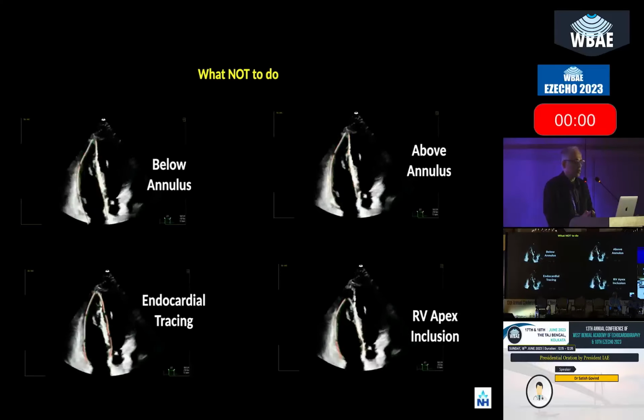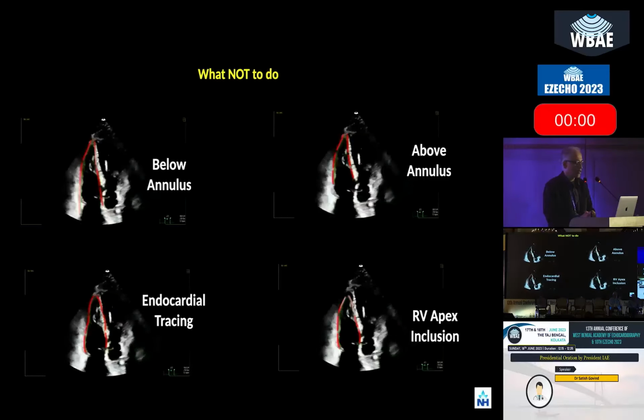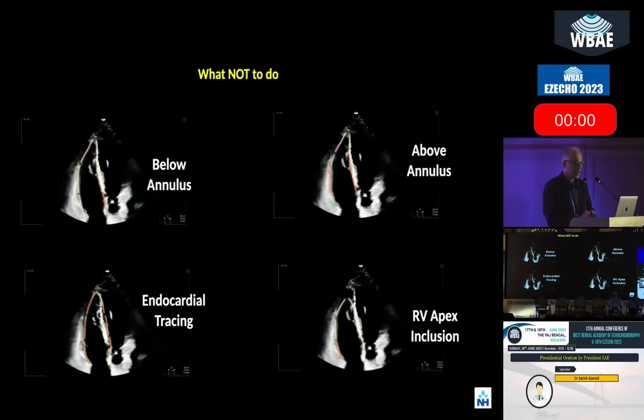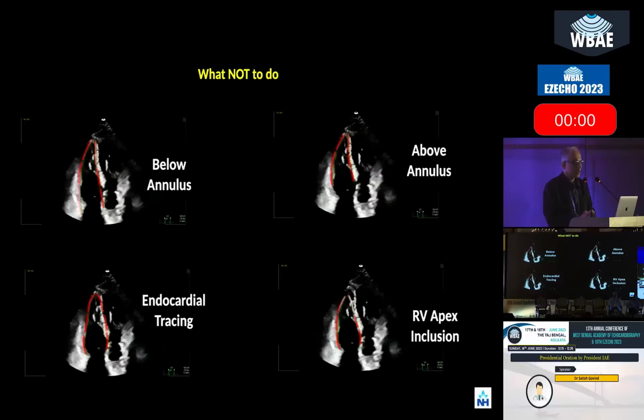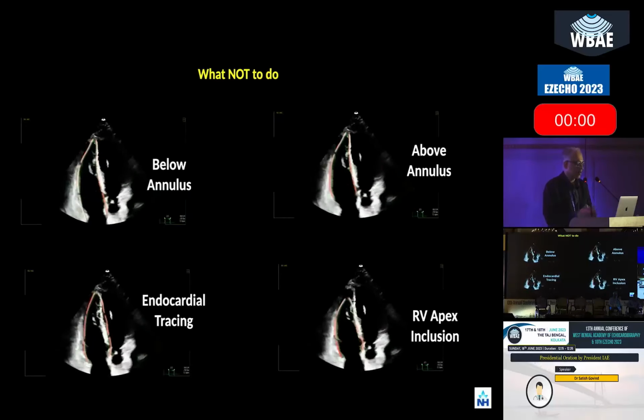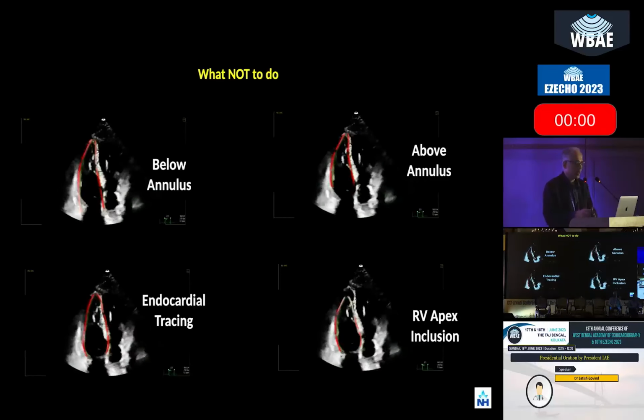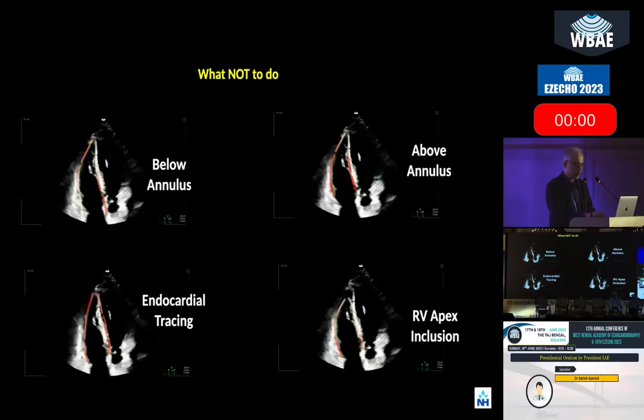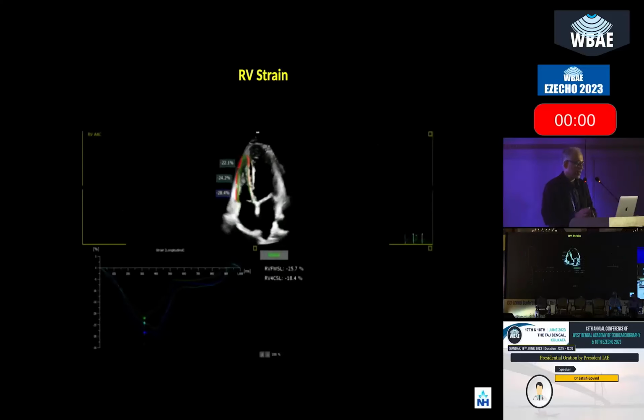Again here, make sure that the region of interest does not go too much below the annulus, nor should it be too high, and then it should have a good endocardial tracing. Again here a problem is we are supposed to be away from the pericardium, but we are not very sure as to how much the pericardium is also influencing it. And also it's very important to keep the RV apex into it. And if everything goes accordingly, we get this nice image.